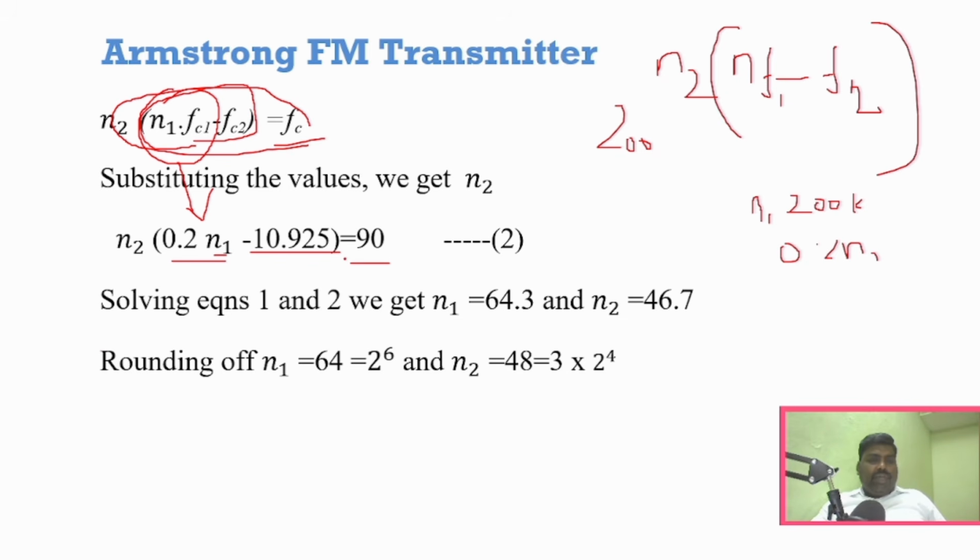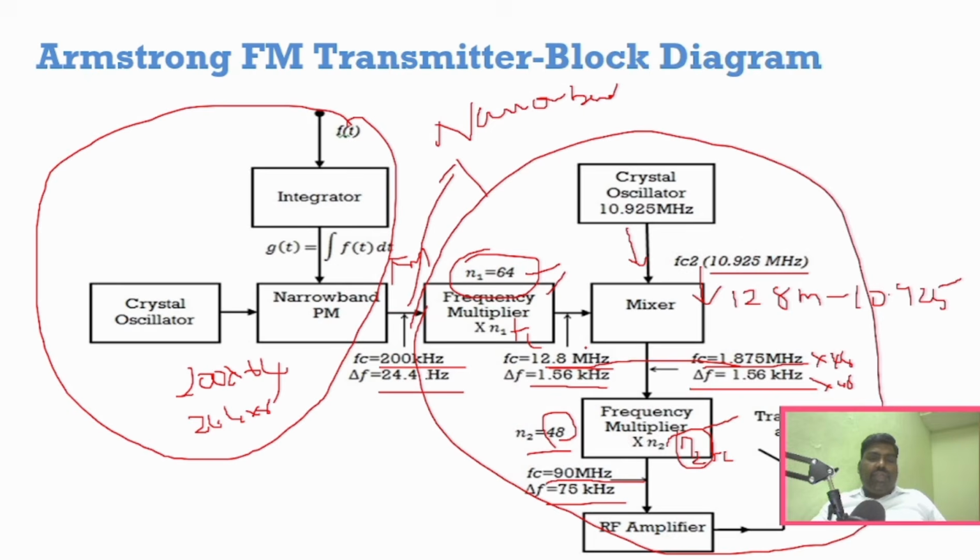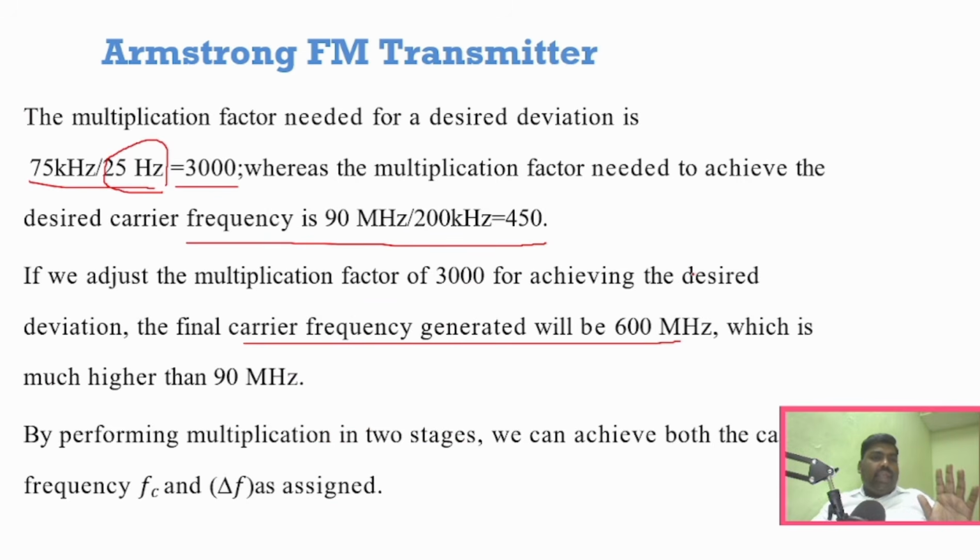And now by solving equation 1 and equation 2, we obtain N1 and N2, where N1 can be approximated to 64 and N2 can be approximated to 48, by multiplier. And that is why we are using 64 and 48 here, so that we can obtain these particular factors. So don't get confused here. The calculation is very simple, only if you understand this multiplication factor. That is, we are taking the lowest frequency with the maximum frequency deviation that is to be achieved, so that we obtain the multiplication factor.